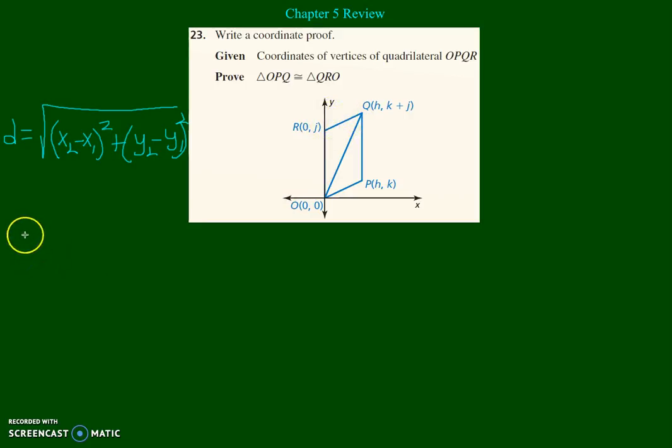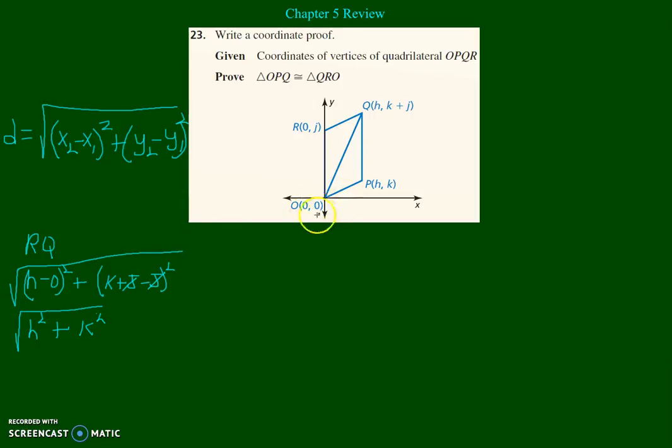Okay, so first let's try to find the length of RQ. Let's do RQ first. So we'll do it right here. So RQ will be the difference of the h's. So it's h minus 0 squared plus the y's, which is k plus j minus j squared, and we take the square root of that whole thing. So to simplify this, we have h minus 0 is just h squared plus k plus j minus j. The j's cancel out, and we're left with k squared, and we take the square root of that.